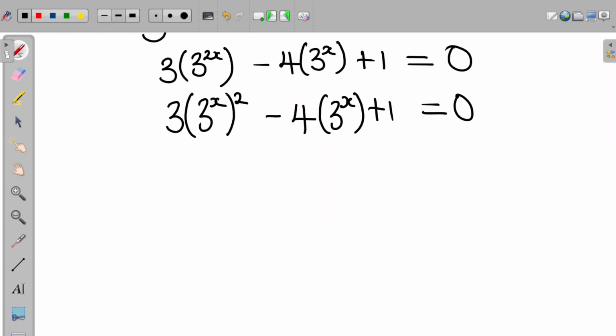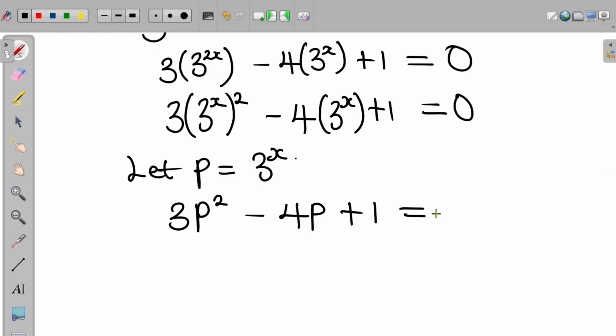So at this point, we can say that let p be equal to 3 raised to the power of x. So our equation now becomes 3 multiplied by p squared minus 4 multiplied by p plus 1 is equal to 0. Now at this point, we have a quadratic equation in terms of p. So for us to be able to solve this equation, we have to look out for two numbers that when we add, their sum is equal to -4, and when we multiply, their product is equal to 3. So those two numbers are -3 and -1, because -3 plus -1 is equal to -4, and -3 times -1 is equal to 3.